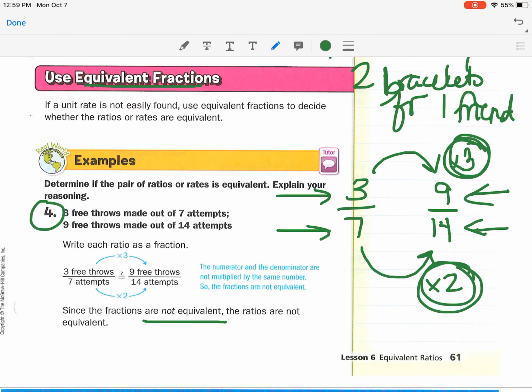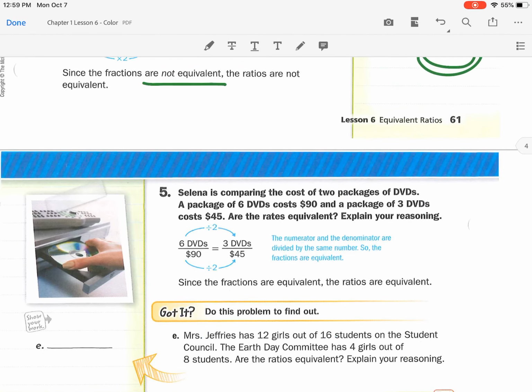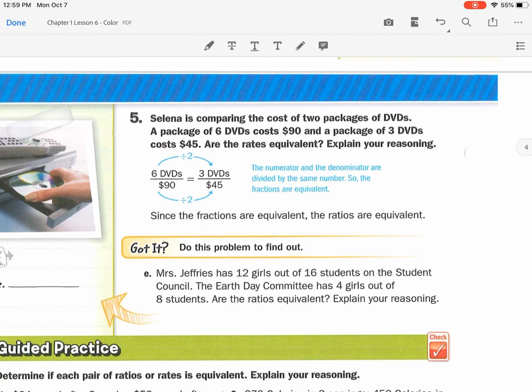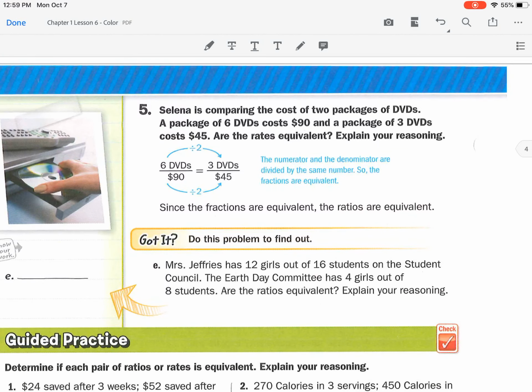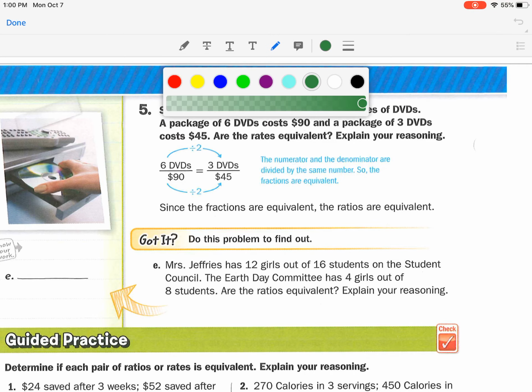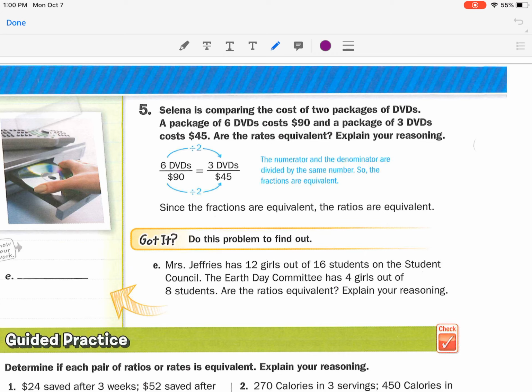All right, so let's take a look at the next example on the next page. It says, Selena is comparing the cost of 2 packages of DVDs. A package of 6 DVDs costs $90 and a package of 3 DVDs costs $45. Are these rates equivalent? So we are going to use equivalent fractions to see if we can solve this.